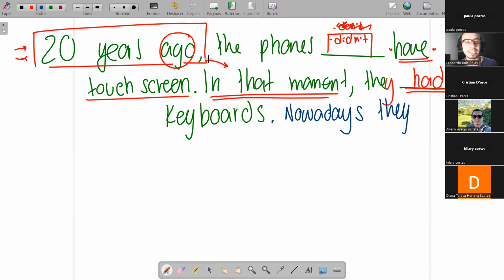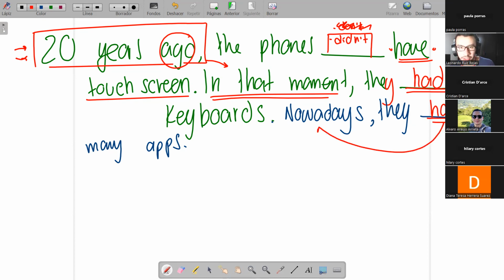Yeah, it's important. Now I can change and say, for example, that nowadays they have many apps. What do you have there? Nowadays they have many apps. ¿Y por qué sé que es have? Pues porque the expression is nowadays, it has to be in the present. Exactly, right? Present y por el they es con have, not with has. So I said that nowadays they have many apps.